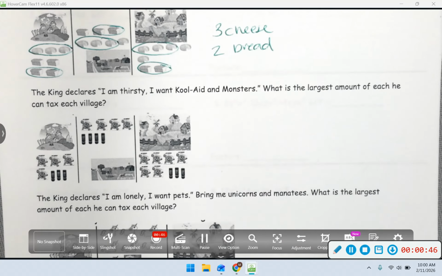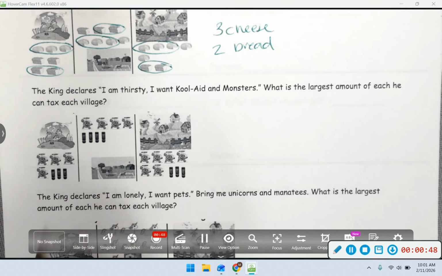Okay, same concept. Here's with drinks. So we have Kool-Aid and Monsters. So 4 Kool-Aid, 4 Kool-Aid, 6 Kool-Aid. So I can take 4 from each to be fair. Okay, and then 3 Monsters, 4 Monsters, 3. So I can take 3 from each.